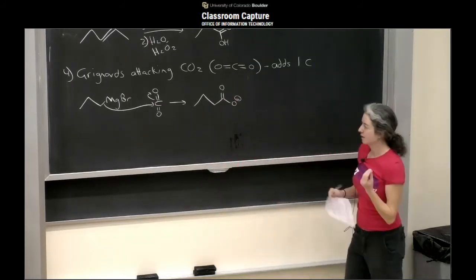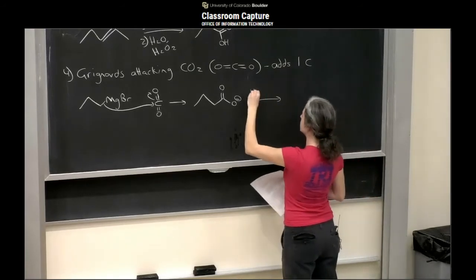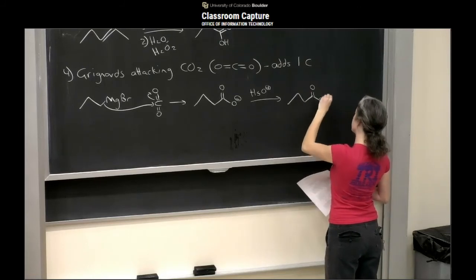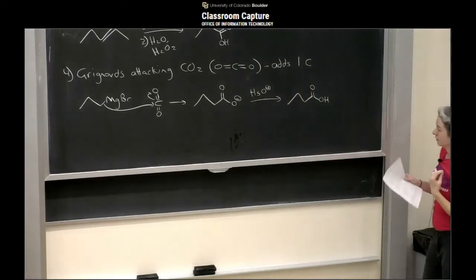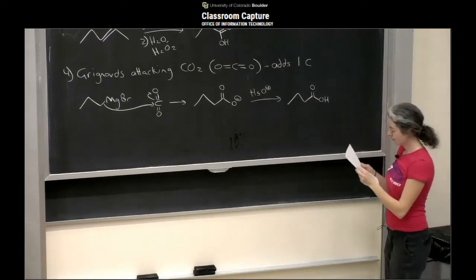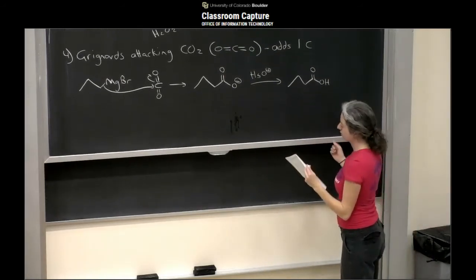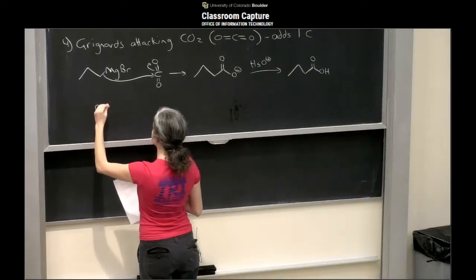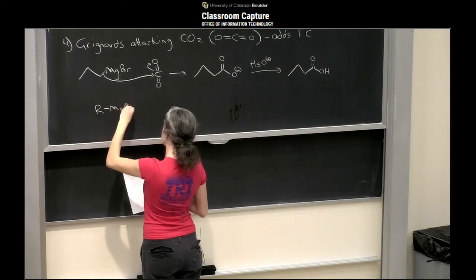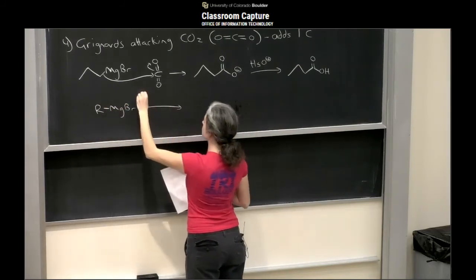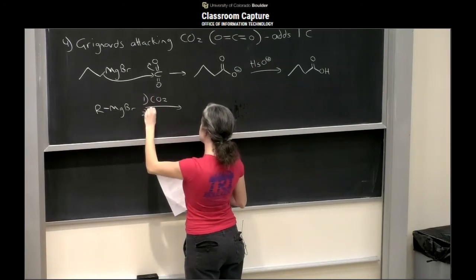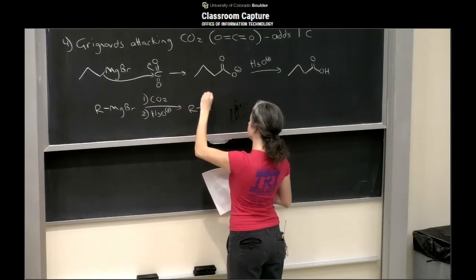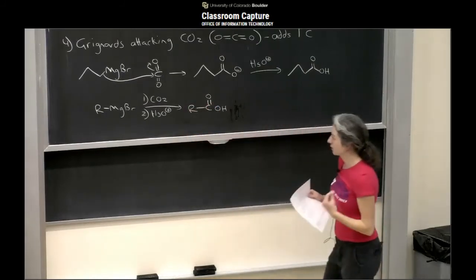And you get this carboxylate, which once you do an acidic water workup, you get a carboxylic acid out of it. So overall, if you wanted to write it out, it would be whatever Grignard, step 1, CO2, step 2, H3O+, and you extend it by 1 carbon.